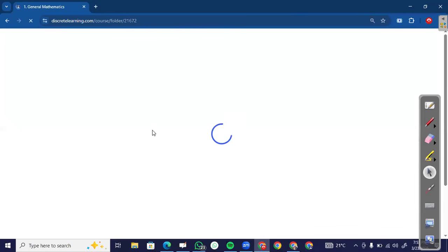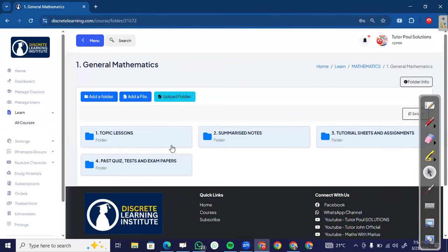Once it opens, you're going to have the topics folder where you have the topics videos. We have the folder for the tutorial sheets, the folder for the past papers, as well as the folder for summarized notes, that's what I forgot. If you want the topics, come here and you learn the full topics. The videos are already there. The past papers, we have some uploaded. The tutorial sheets, you come here.